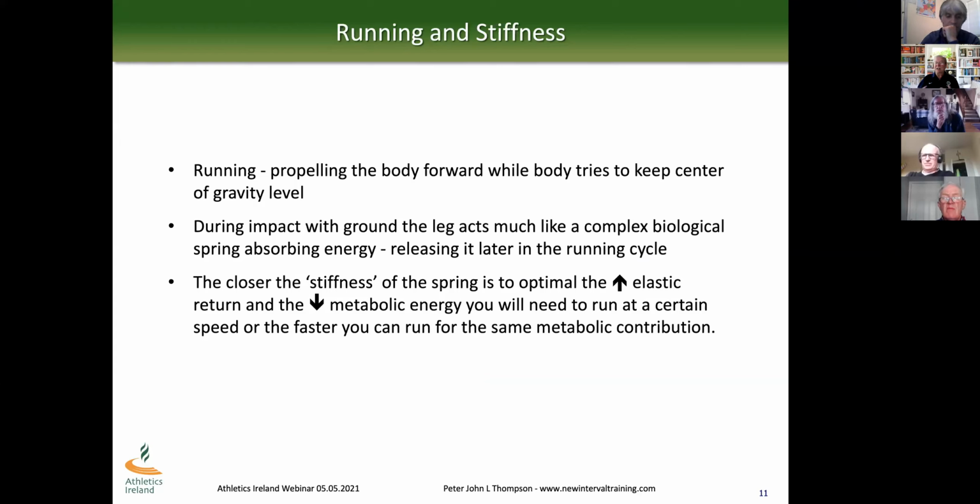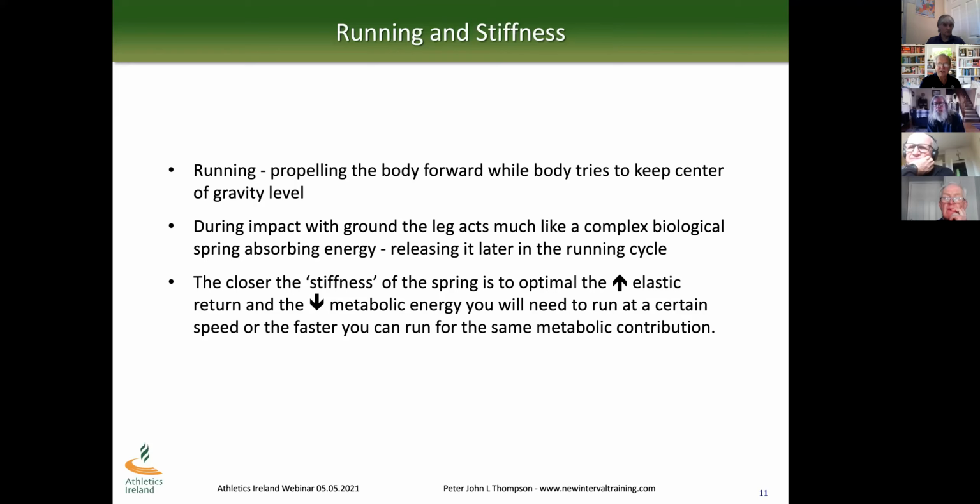But it is like this complex biological spring. And we're going to talk about this thing called stiffness. It's not stiffness in terms of the old term of joint stiffness, where somebody's very stiff because they can't touch their toes. That's not the sort of stiffness we're talking about. We're talking about the stiffness of a system, a spring-like, elastic system. And the closer that is to optimal, the more elastic return we will get.